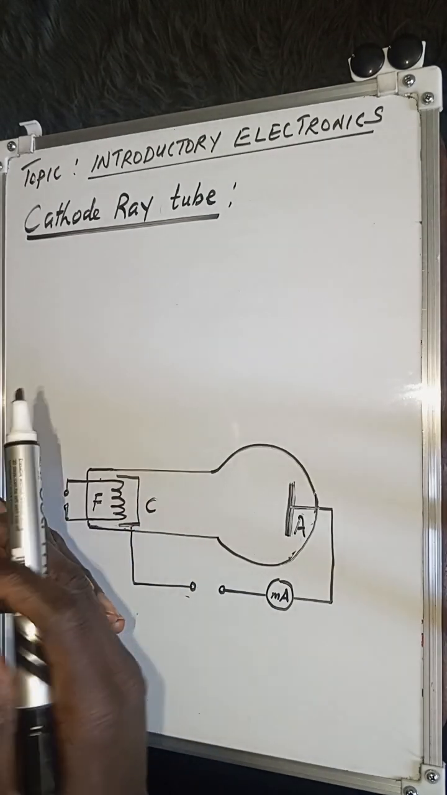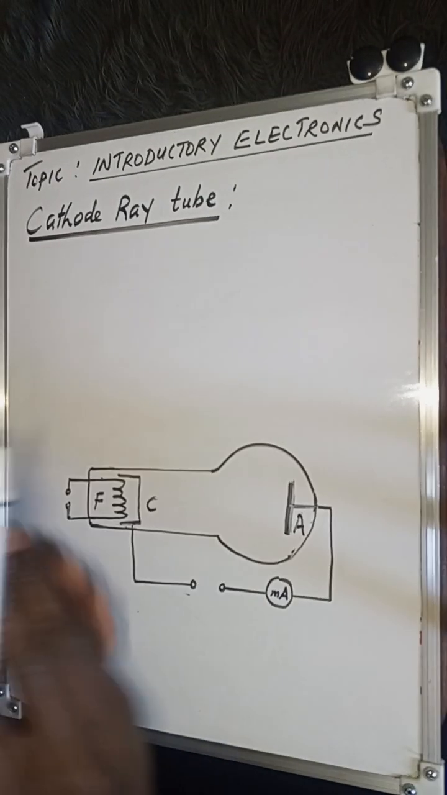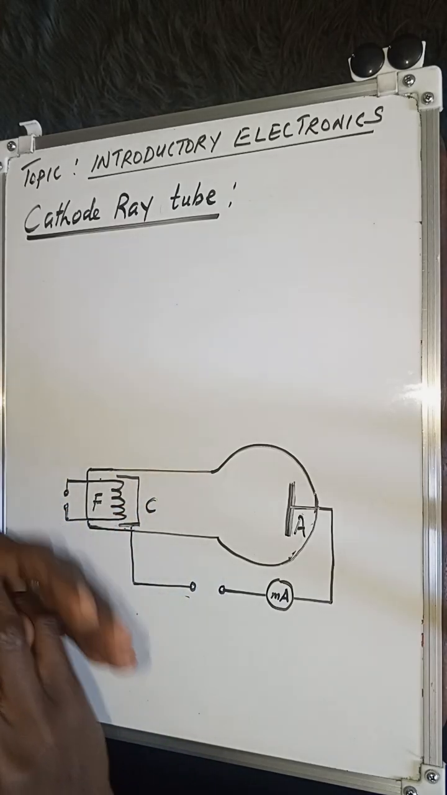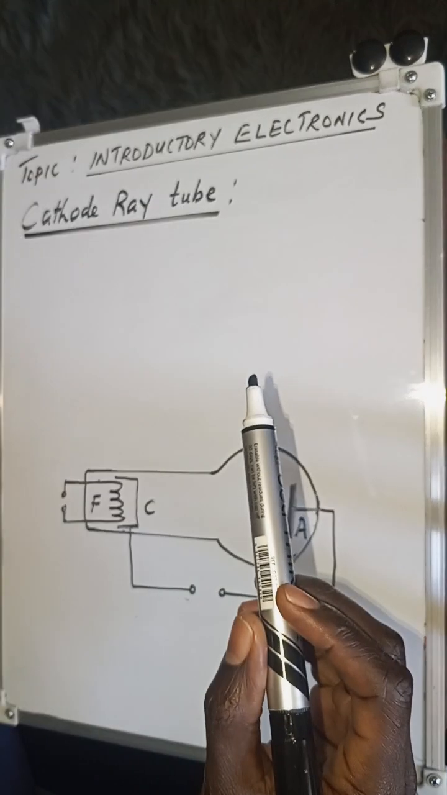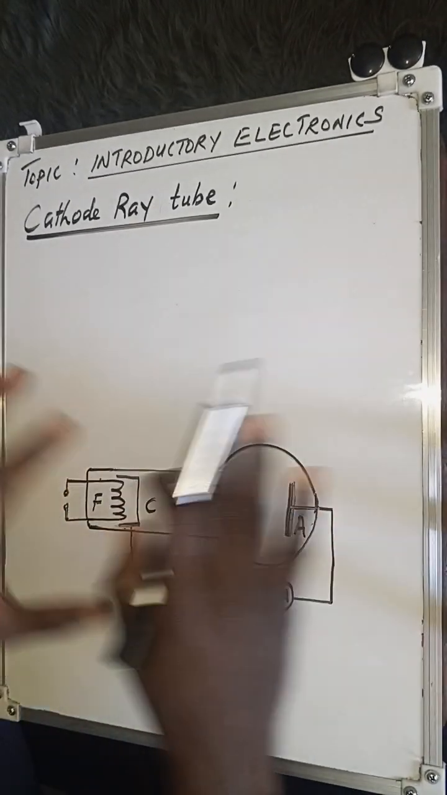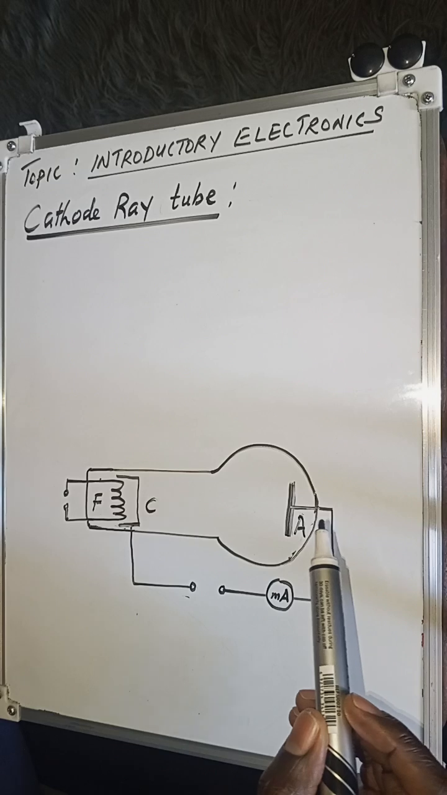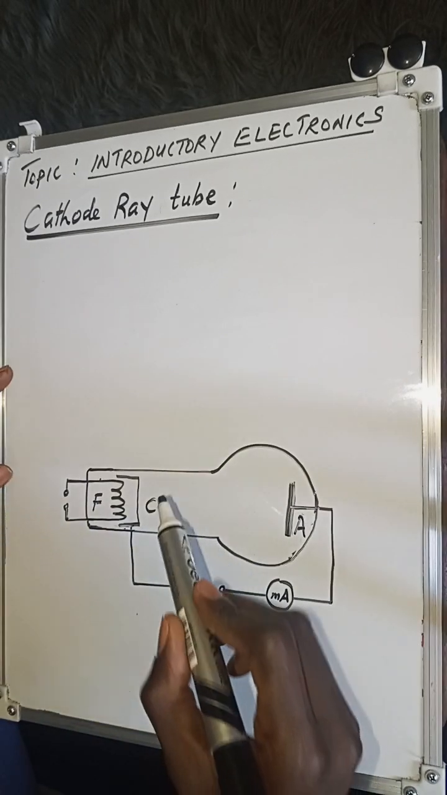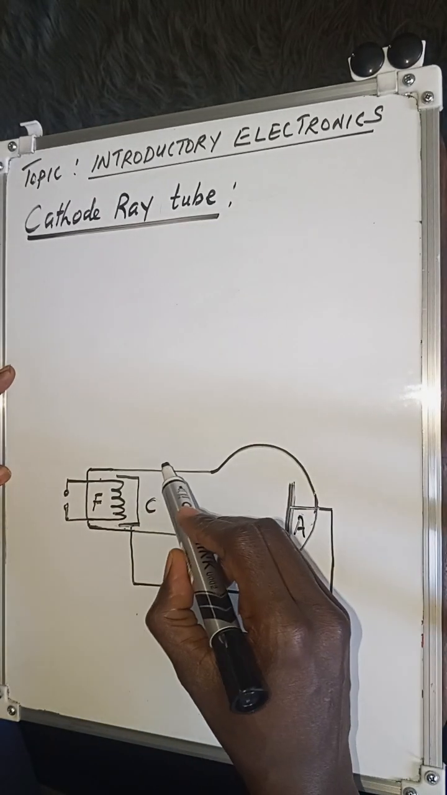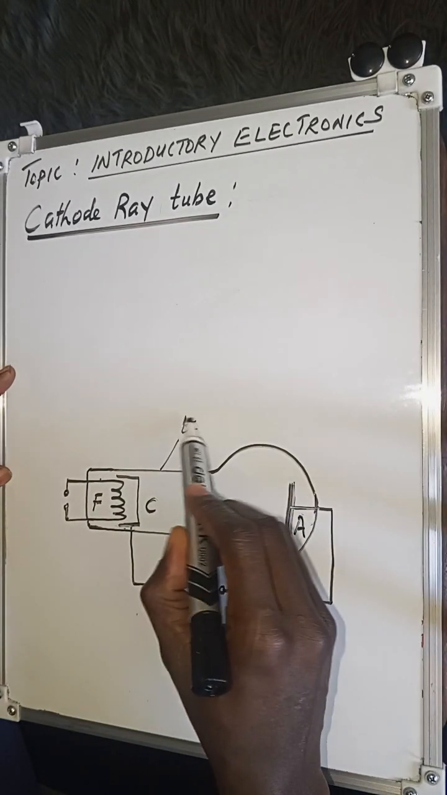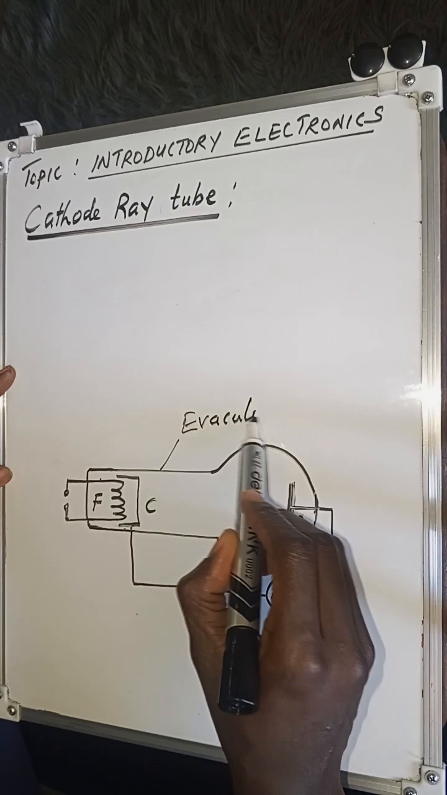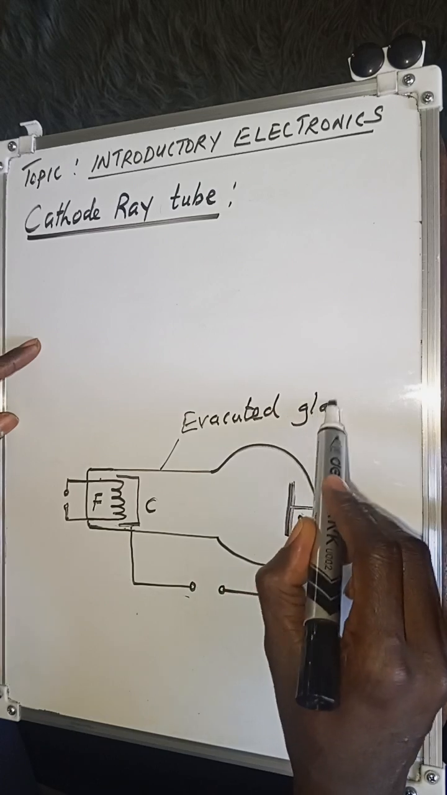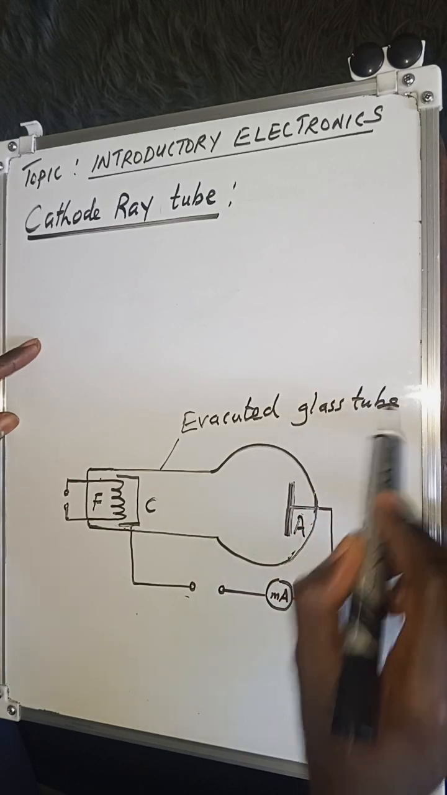Now, when we talk about a modern cathode ray oscilloscope, it actually consists of a long evacuated tube with a filament and of course the cathode, just like you can see in the diagram. So the modern one consists of an evacuated tube. So the whole thing that you are seeing has actually been evacuated. So we can say it consists of an evacuated glass tube. So that is what you need to remember.